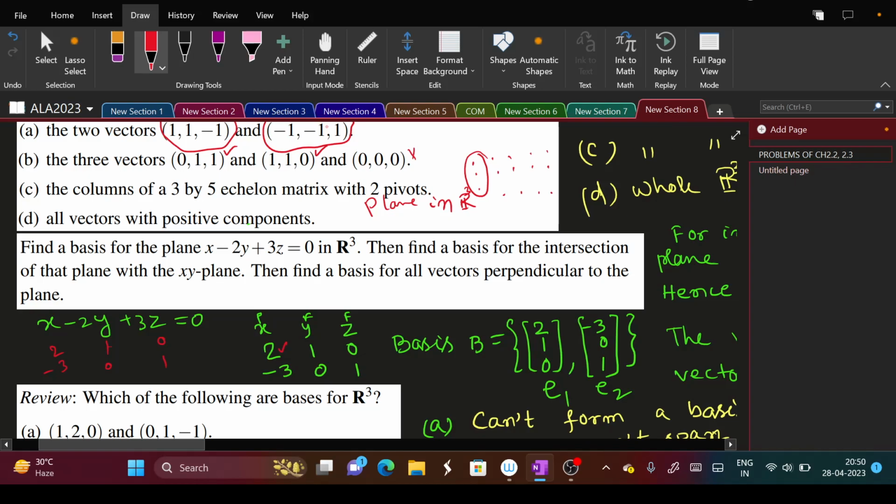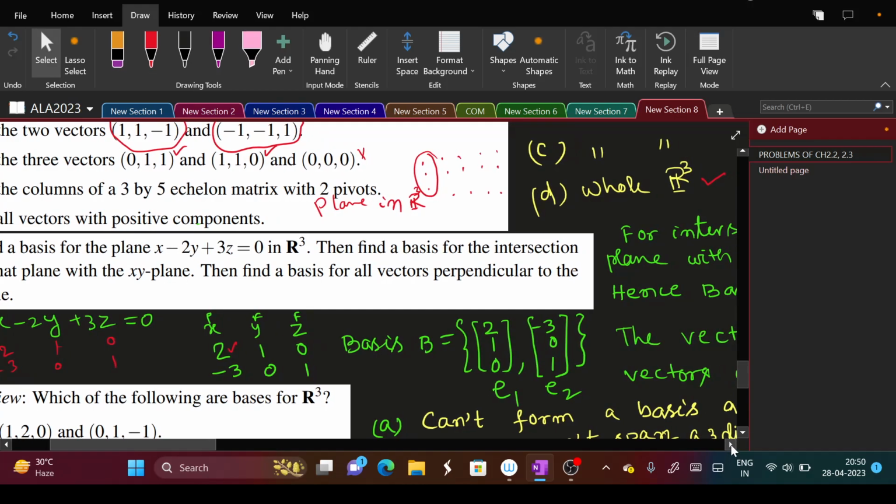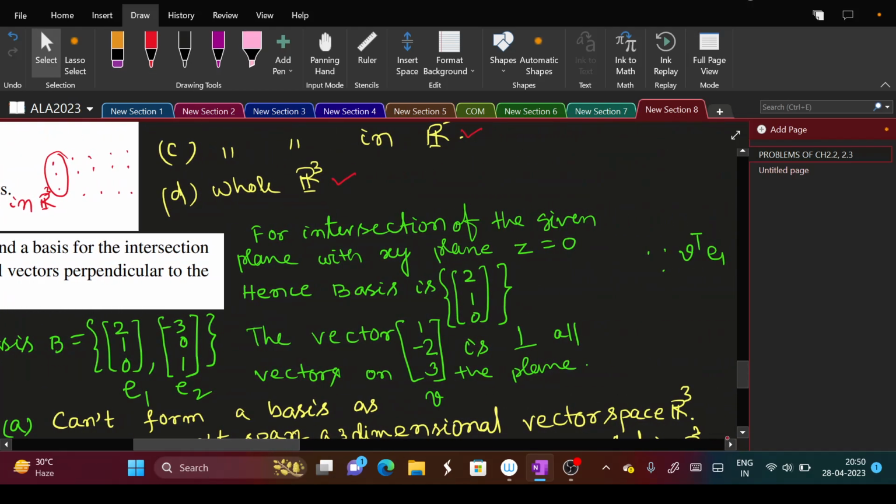Find a basis for the intersection of that plane with the xy plane. I have a plane, this plane, and it is having an intersection with the xy plane. That means its z component is 0. For the intersection of the given plane with the xy plane, its z component will be 0. So z component is 0 means in the equation it is x minus 2y plus z.